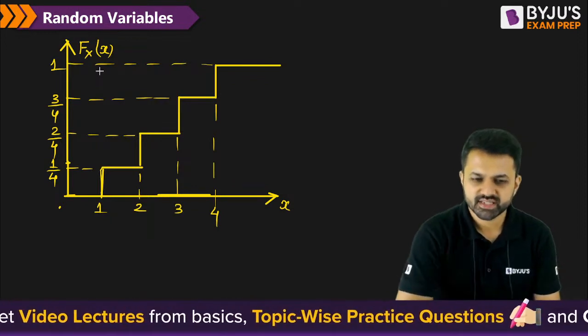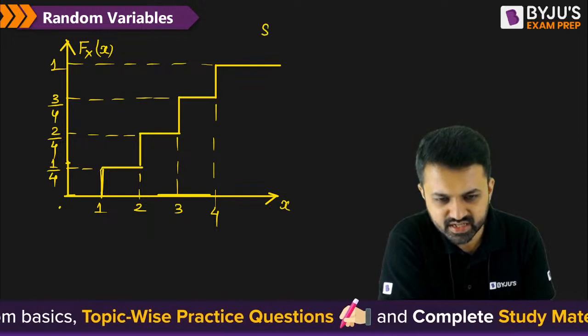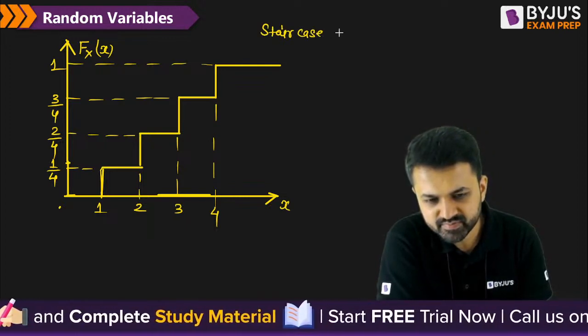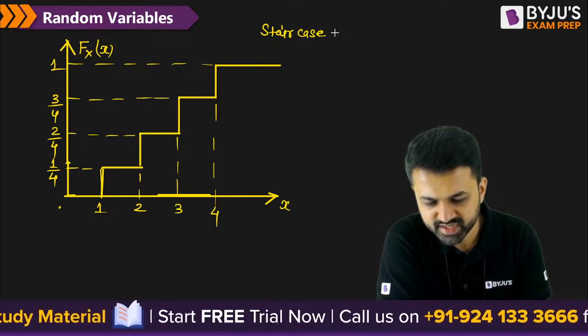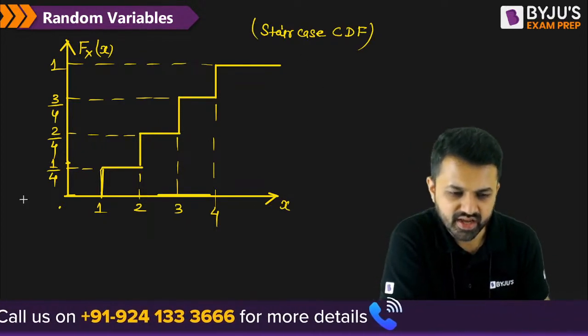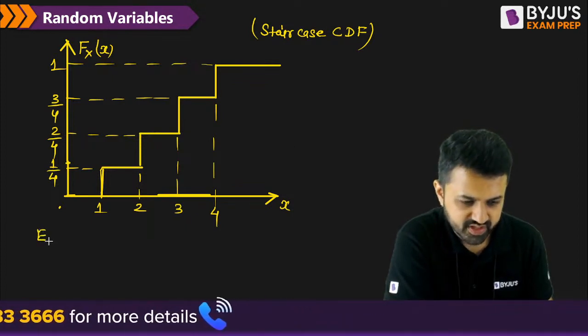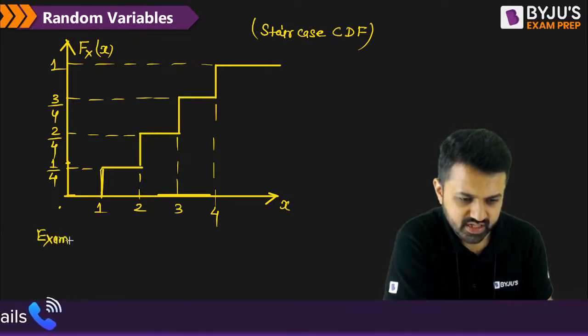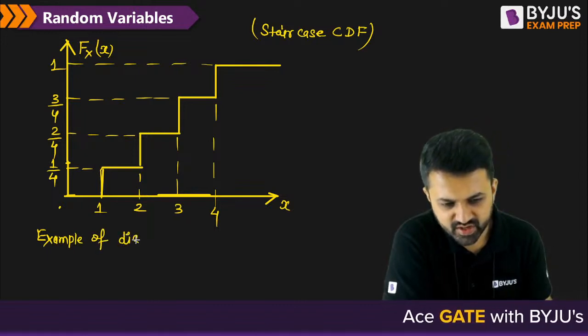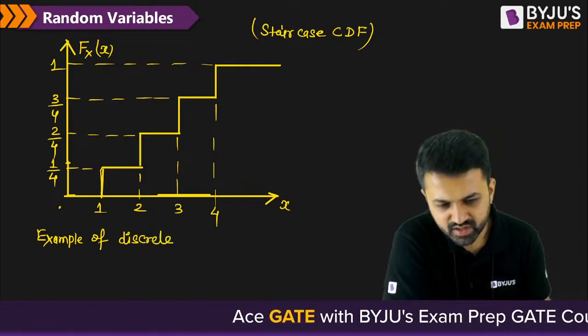How have we got this? So it is the example of the staircase form of CDF. We are getting a staircase CDF, and it is an example of a discrete random variable. Why are we calling it a discrete random variable?